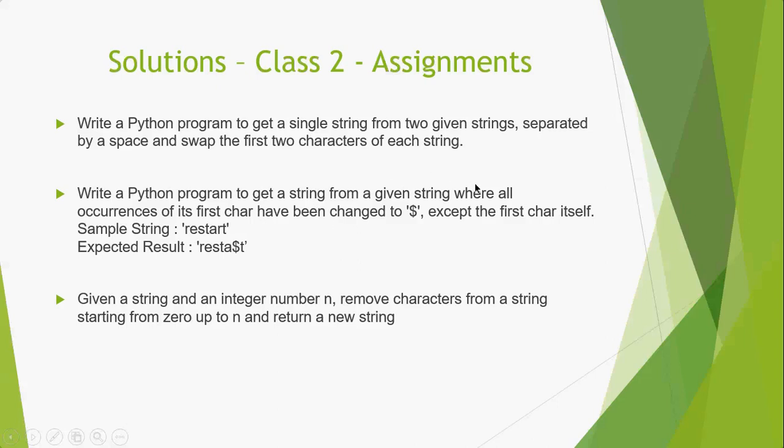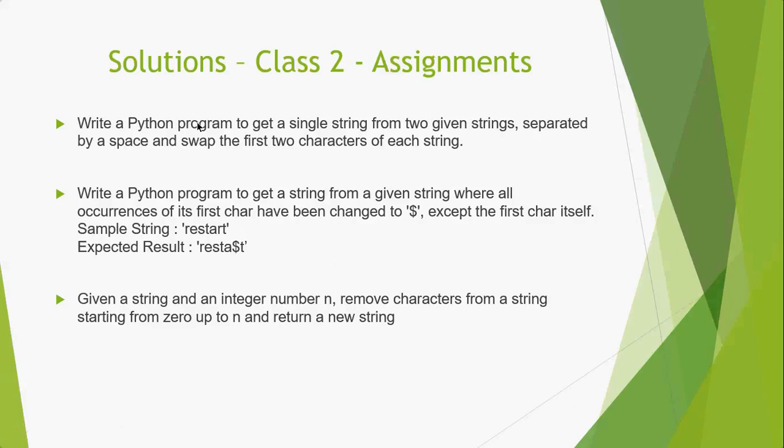Write a Python program to get a string from a given string where all occurrences of its first character have been changed to $. So for example, restart. The first occurrence would remain as is, but the next occurrences of the same character are going to be changed to $. This we can make a dynamic program also, but we haven't talked about how to input from the user and then make modifications on top of that. So I'm not expecting you to write a dynamic program.